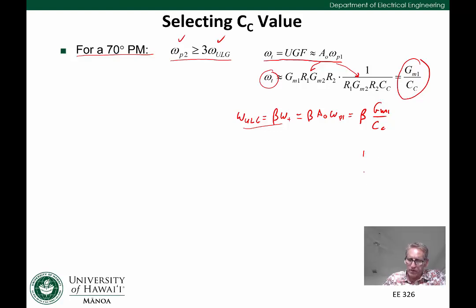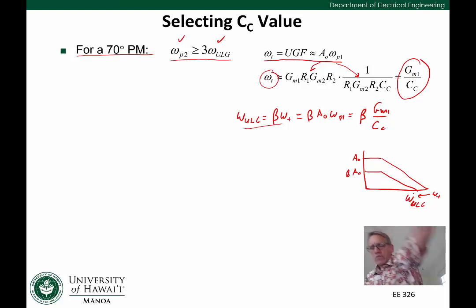So this is the situation where our Bode plot goes down because we've multiplied it by beta, and you can see that omega T goes down to what I've labeled as omega unity loop gain. So this is beta A0, and this would be A0. So you can see why the unity gain frequency moves down. That's the relationship between the omega unity loop gain and CC: omega unity loop gain is equal to beta GM1 over CC.